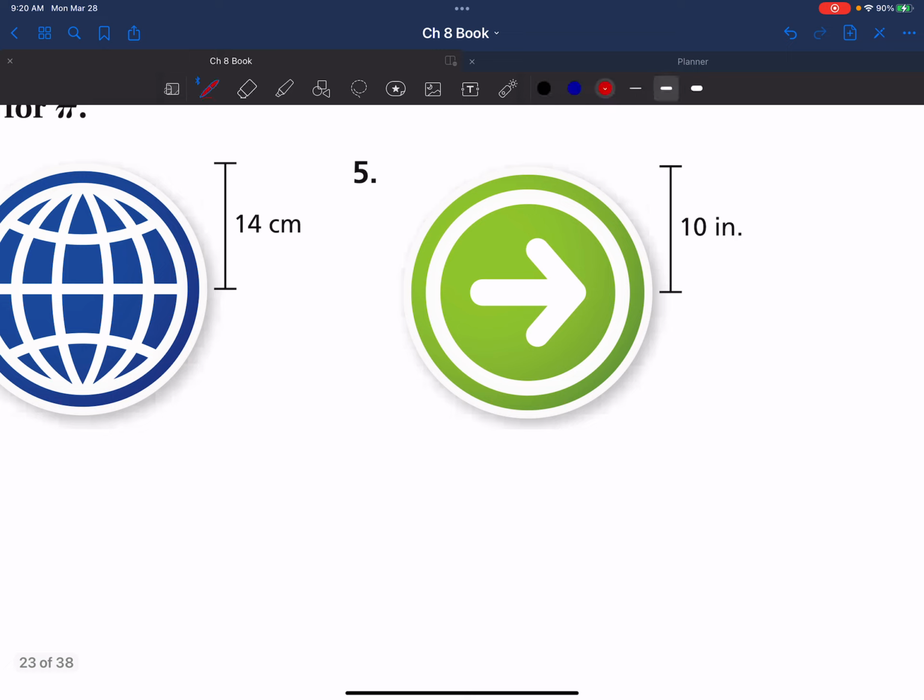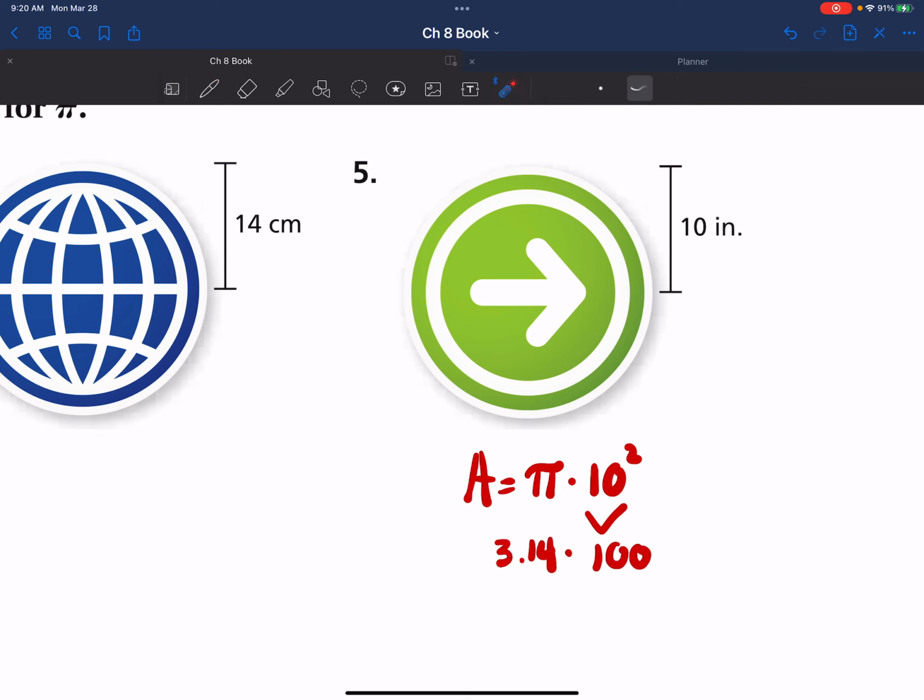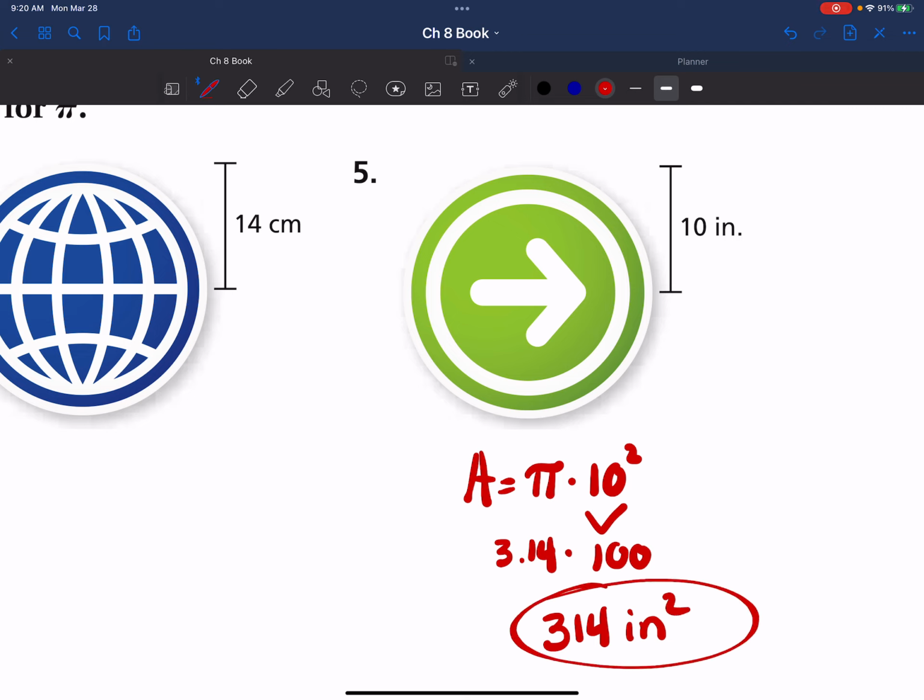Okay, number 5. The radius is 10, so area equals pi times the radius squared. 10 times 10 is 100. So it's just going to be 3.14 times 100. Now remember, when you multiply by a power of 10, this is a 10 with 2 zeros really, you just move your decimal over that many places. There are 2 zeros, so I'm going to move it over 2 places. So my answer is 314 inches squared. Pretty simple.